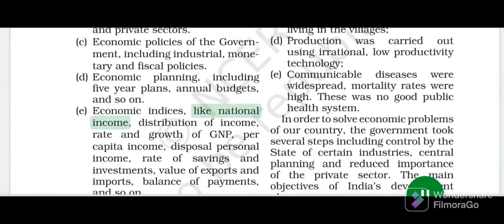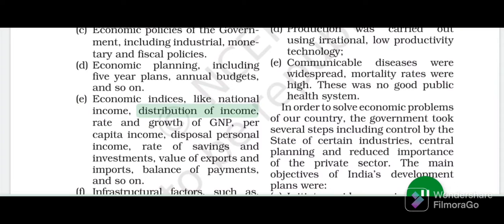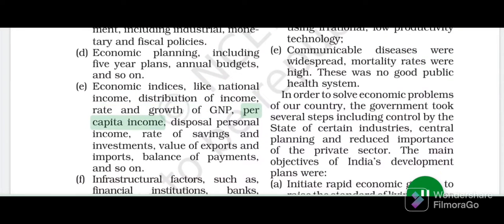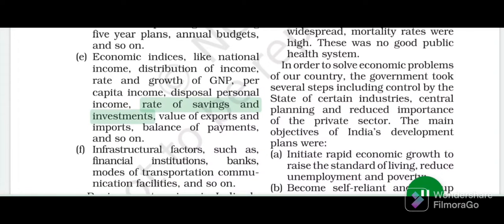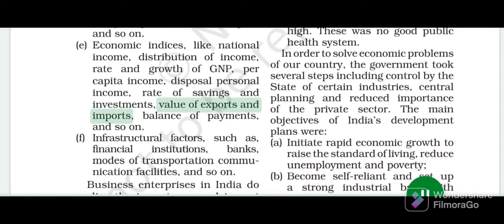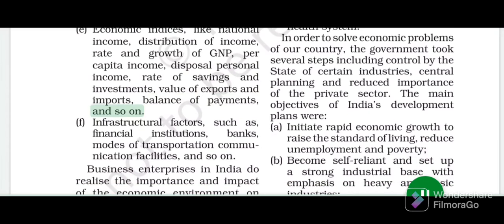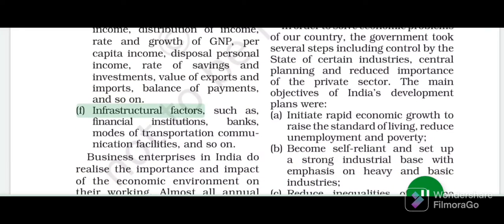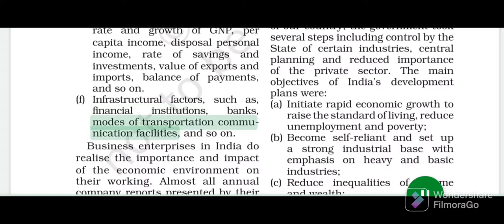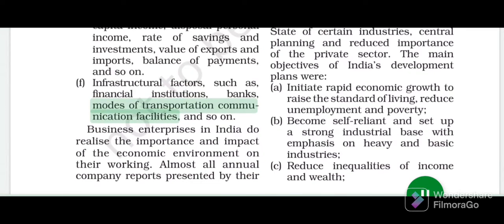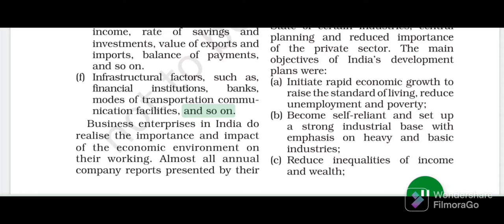e. Economic indices, like national income, distribution of income, rate and growth of GNP, per capita income, disposable personal income, rate of savings and investments, value of exports and imports, balance of payments, and so on. f. Infrastructural factors, such as financial institutions, banks, modes of transportation, communication facilities, and so on.